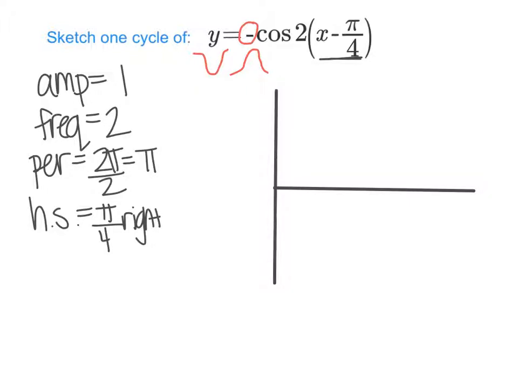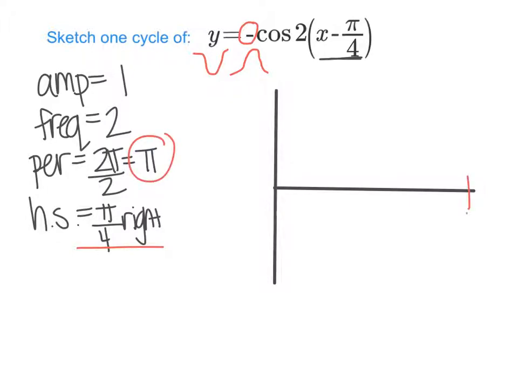So the way we normally would deal with a horizontal shift, you don't have to do it this way, but I do think it's easier, is sort of ignoring this until the end. So graph your negative cosine 2x, and then we can shift all of our points and actually come up with a second graph that would be our final answer. So that's what we're going to do. So why don't we go ahead and set up our axes?